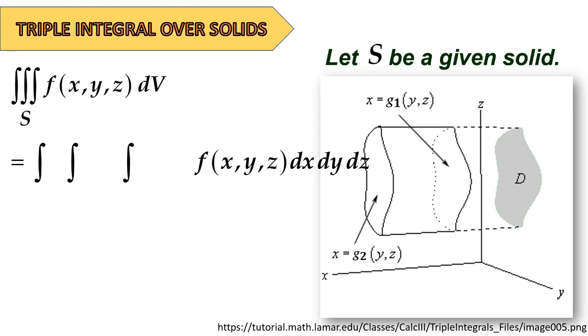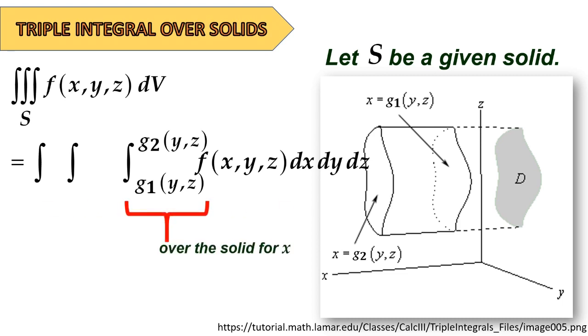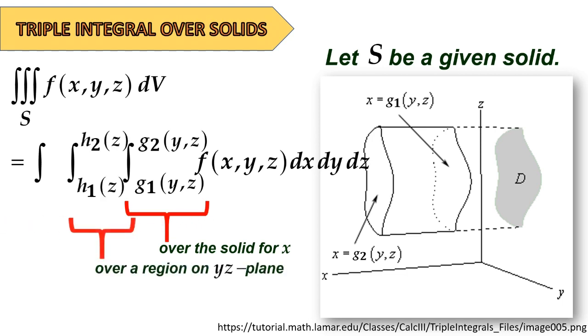So the bounds over the solid for x for this iterated integral is from g sub 1 to g sub 2. Then for y, over a region on the yz plane, is h sub 1 to h sub 2, and lastly over the values of z is from c sub 1 to c sub 2.